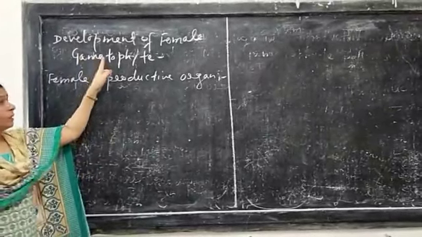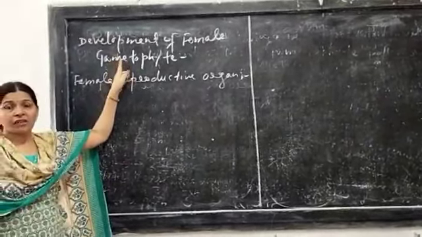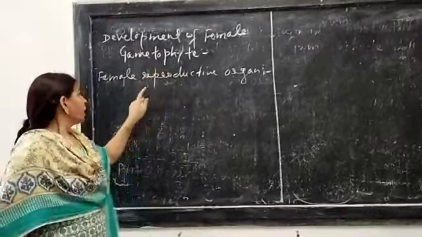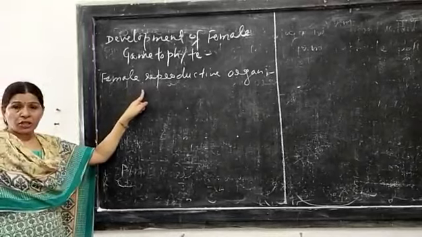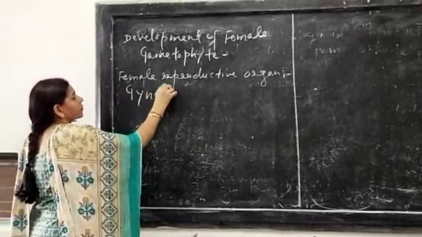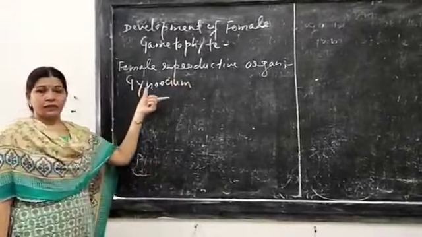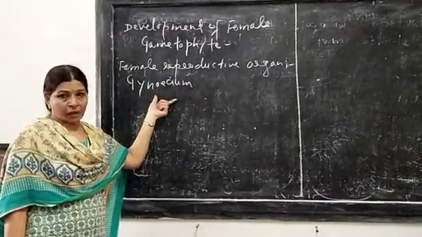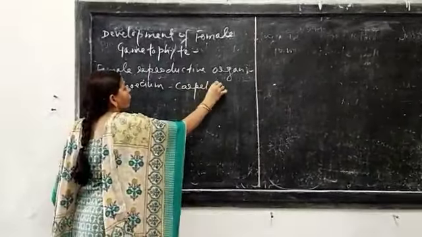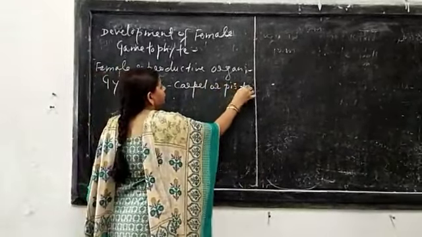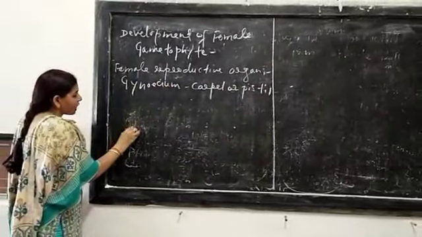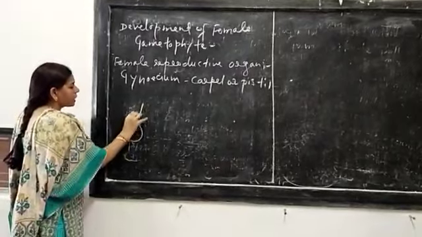Next topic of the reproduction in flowering plants is development of the female gametophyte. The female reproductive organ of the flower is the gynoecium. It is the female sex organ of the flower. Its single unit is the carpel or pistil. Each carpel is made up of three parts.